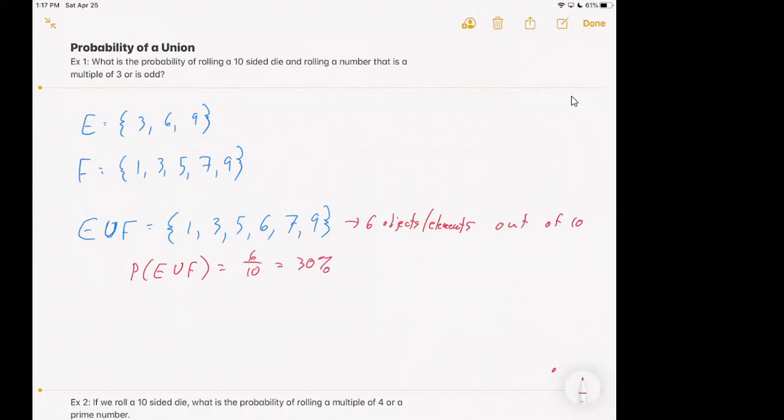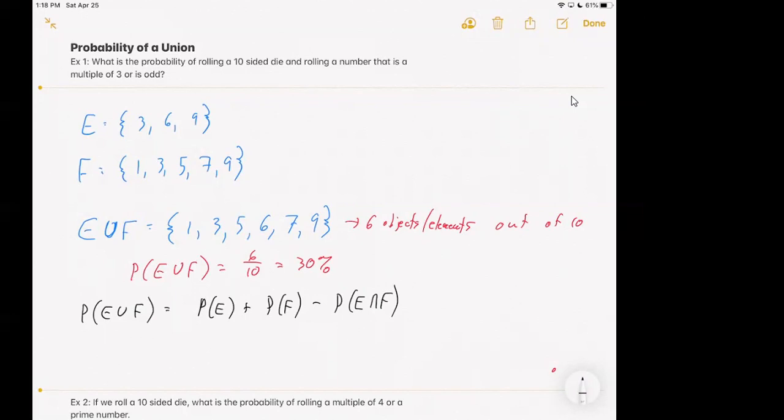Now, the book has a formula that says the probability of being in E union F is equal to the probability of being in E plus the probability of being in F minus the probability of being in both. That would be the intersection if you're in both, right? So let's see if this works numerically, and then let's make sure we can see why this works.